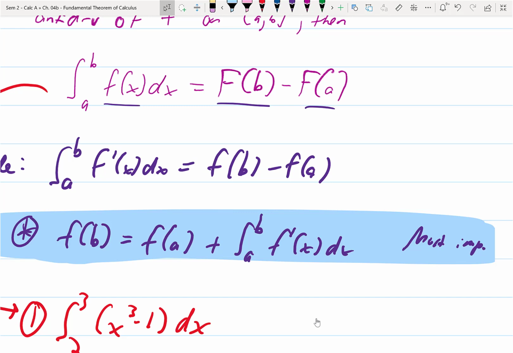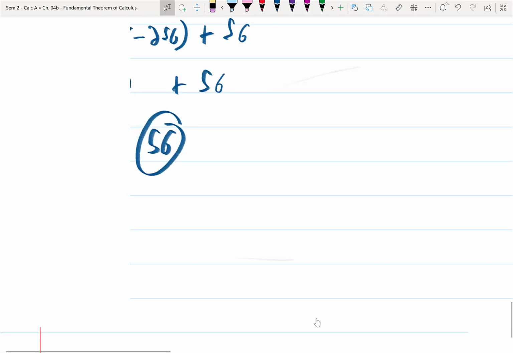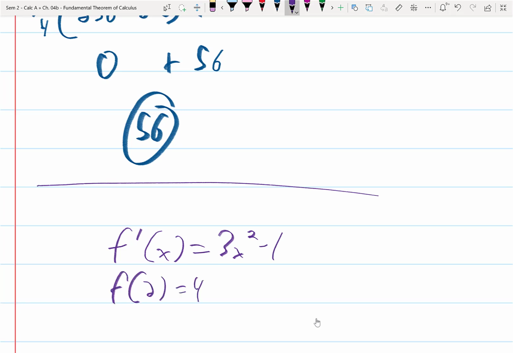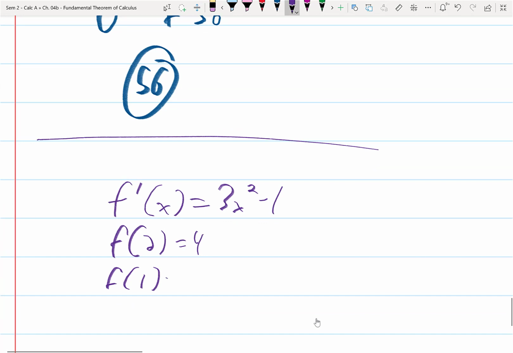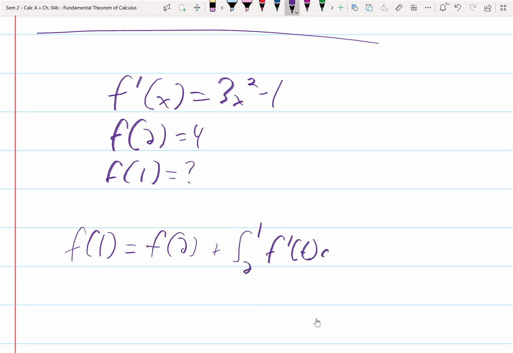f of a number. So what may happen, let me just throw it down here at the end, just to show you an example of this. You may get a problem that at its very simplistic sense says this. F prime of x is equal to 3x squared minus 1. F of 2 is 4. Find f of 1. Now, that's not obvious that you would know what that is. It's really not. But if you know that most important formula, you could say f of 1 equals f of 2 plus the integral from 2 to 1 of f prime of t dt.